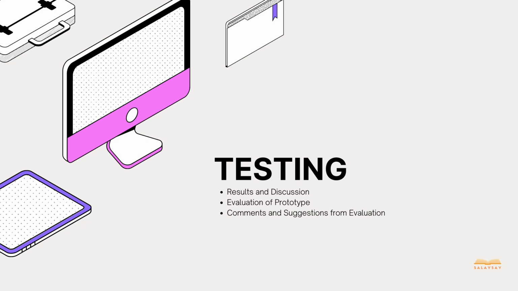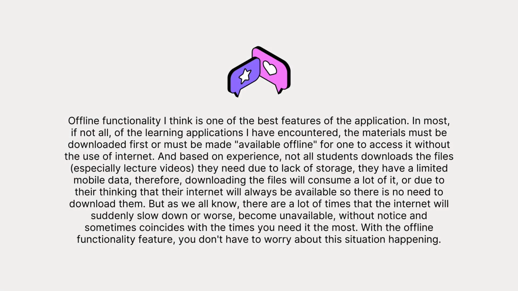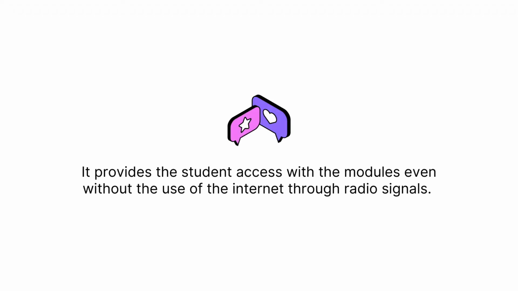The first 2 responses we will show you answer the question, what are the good or best features of the service? First response. This user appreciates the offline functionality of the app because, since we are in an online setup and not everyone has access to the internet all the time, having offline accessibility is very practical and useful. Second response. This user appreciates that it provides students access to the modules even without the use of the internet, mainly because KaiOS makes use of radio signals as well.